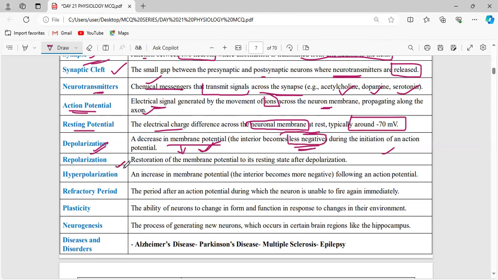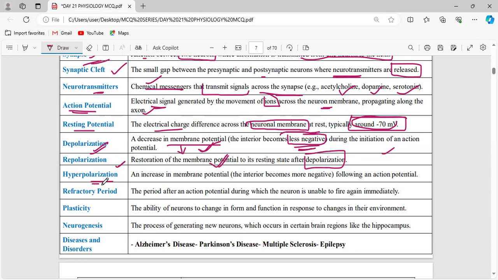Now, what is repolarization? See, this is very important. Kindly make a note of it. Repolarization is the restoration of the membrane potential. It gets back to the resting state after the depolarization.